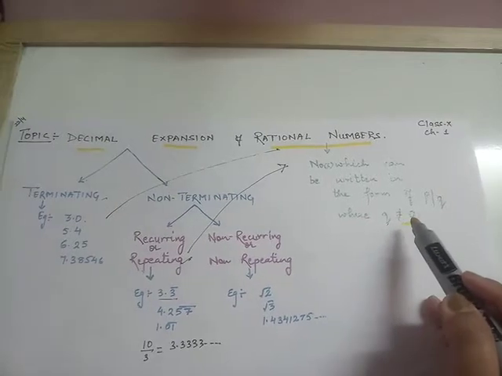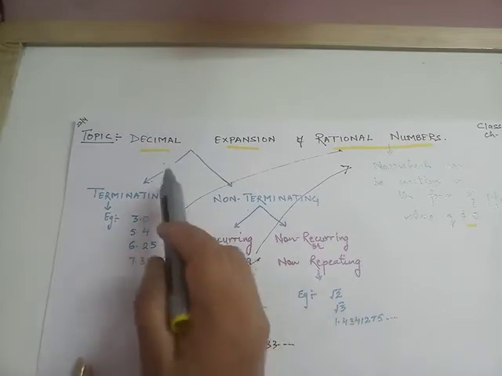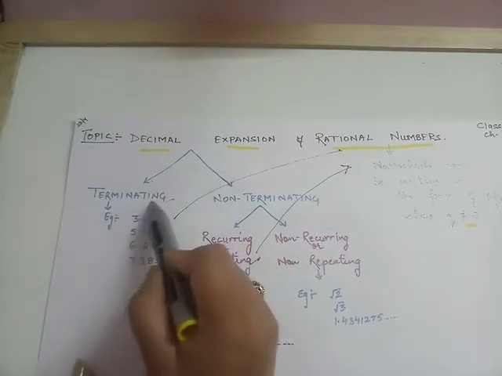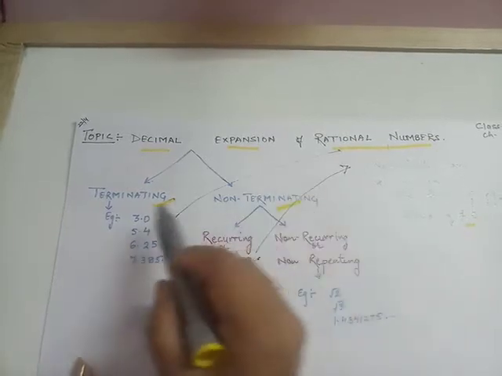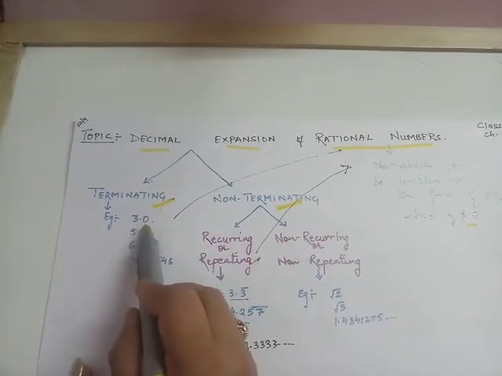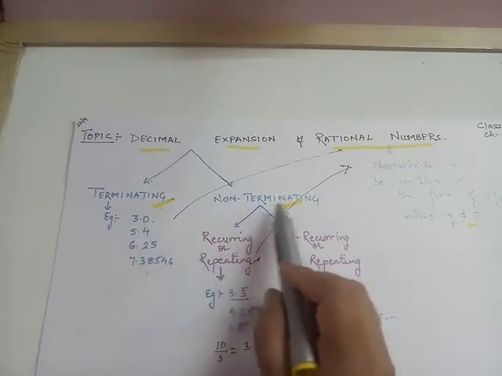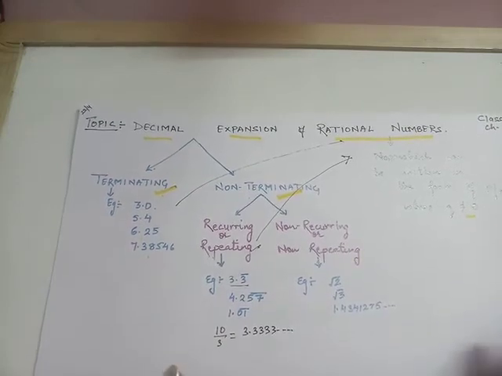Right? And when we talk about decimal expansion, what comes into our mind? That decimal expansion can be terminating or it can be non-terminating. Now, terminating means which can be finished. है ना, जिसका decimal expansion खत्म हो जाता है. Like this. And non-terminating means जो decimal expansion finish नहीं होता है ना.